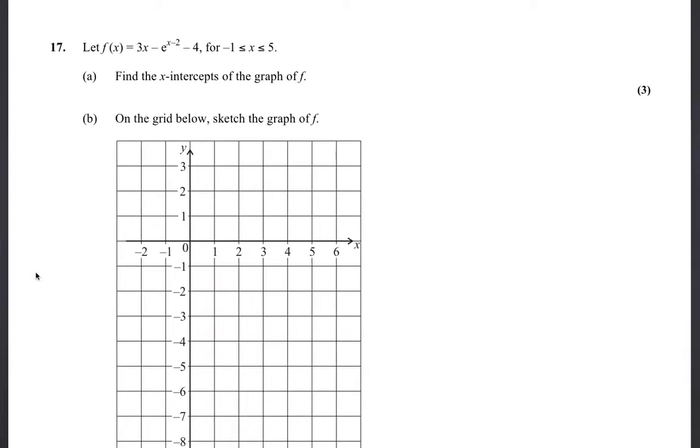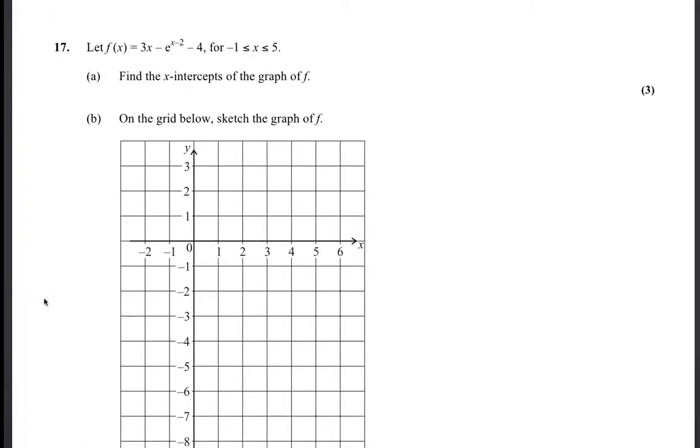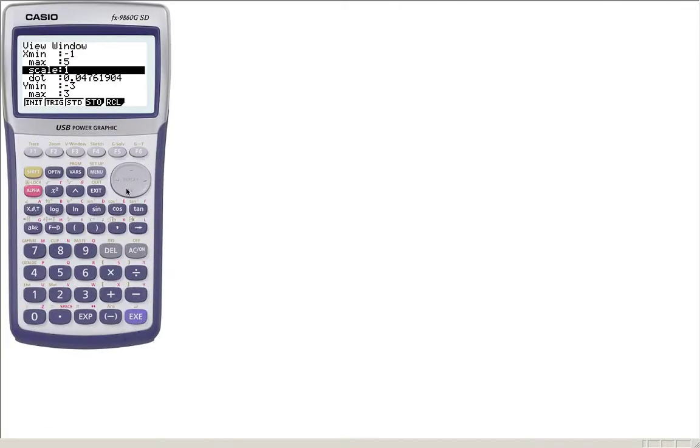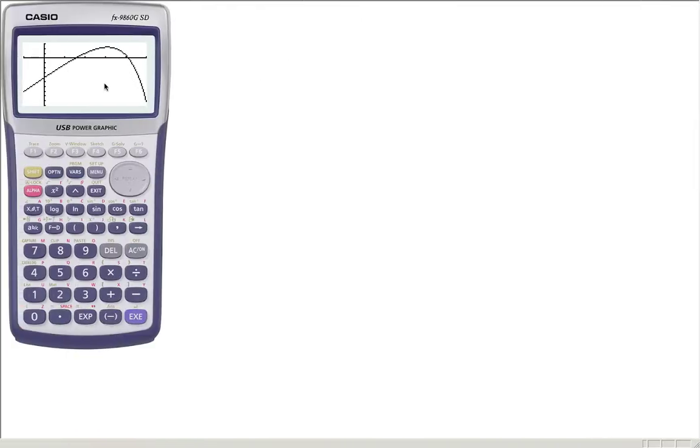So it is between minus 1 and 5. So shift view window, x between minus 1 and 5, and y between minus 10 and 3. So you get this graph. Find the x-intercepts of the graph of f. So G-Solve, root. So one x-intercept is 1.54. The second one is 4.125, so 4.13.